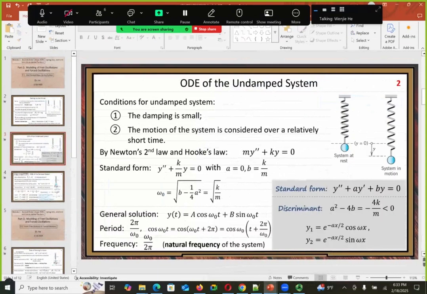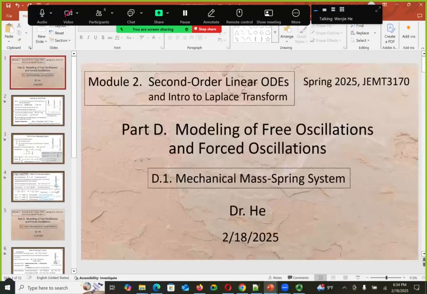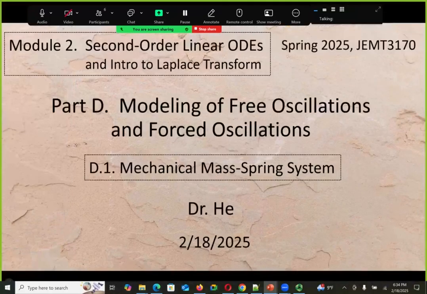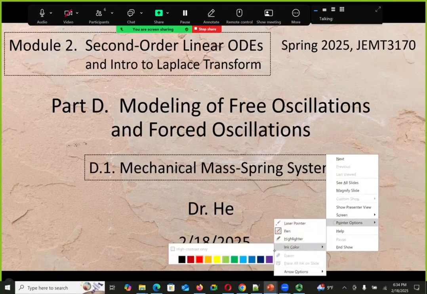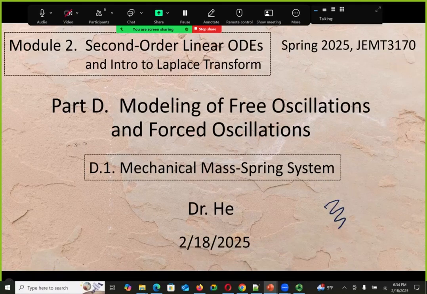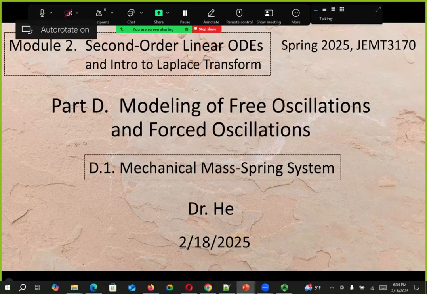Part D, a new topic. All right, good. Part D, modeling of free oscillations and forced oscillations.